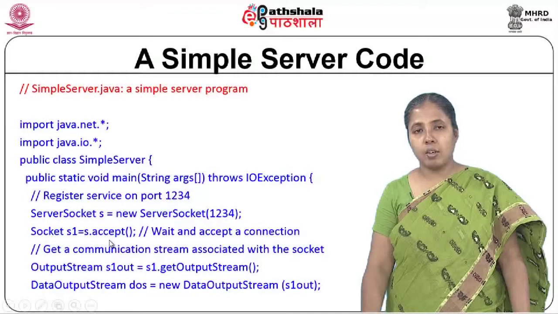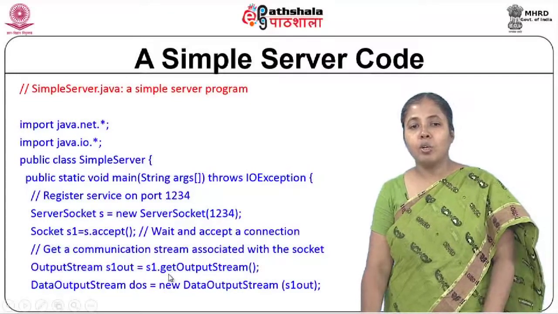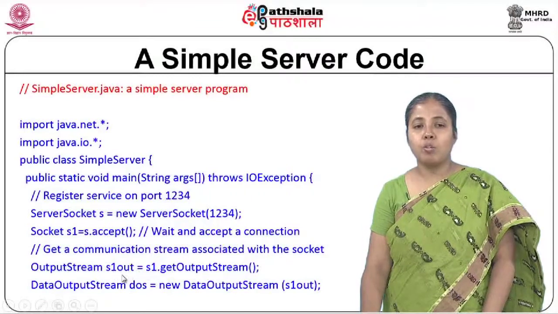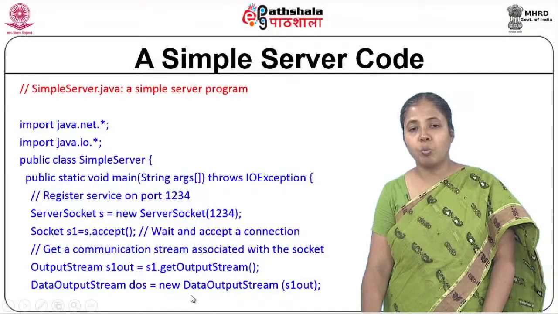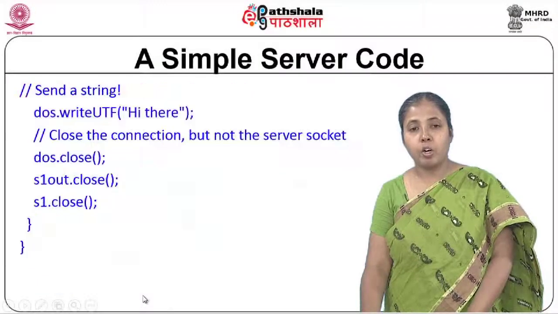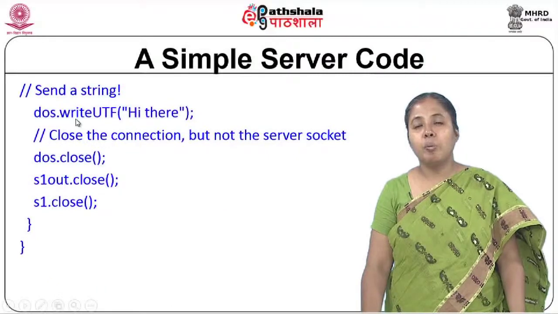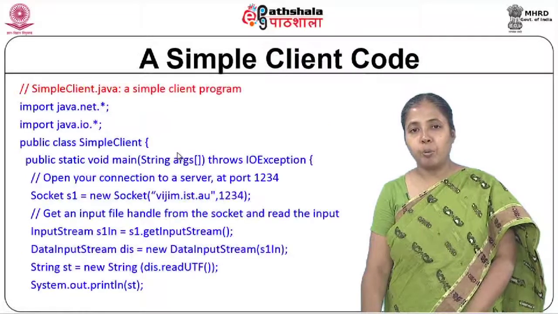Once the client gets connected, this creates a new socket object, and we use getOutputStream to create an output stream object like S1out, and we wrap this output stream with a DataOutputStream, creating a new data output stream object. We try to send a string to the client using the method called writeUTF, which is supported in the DataOutputStream class.